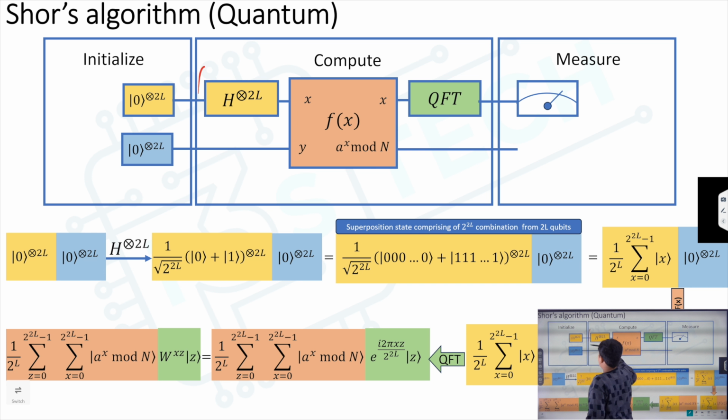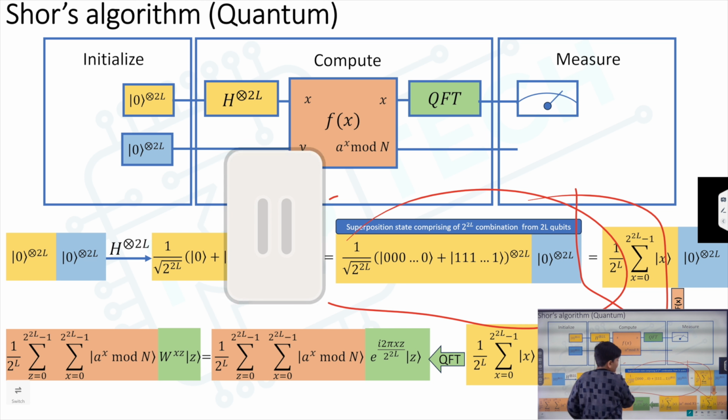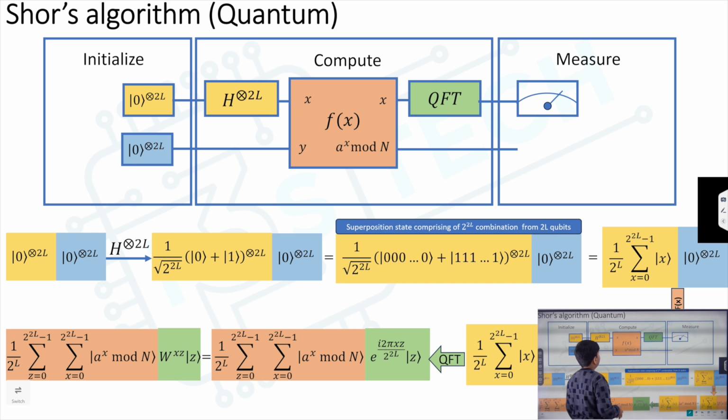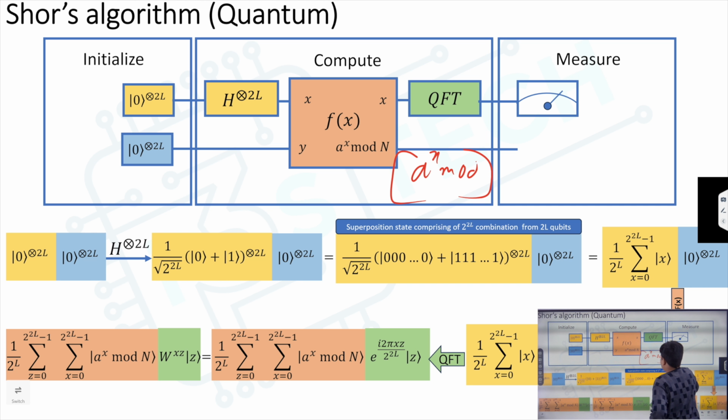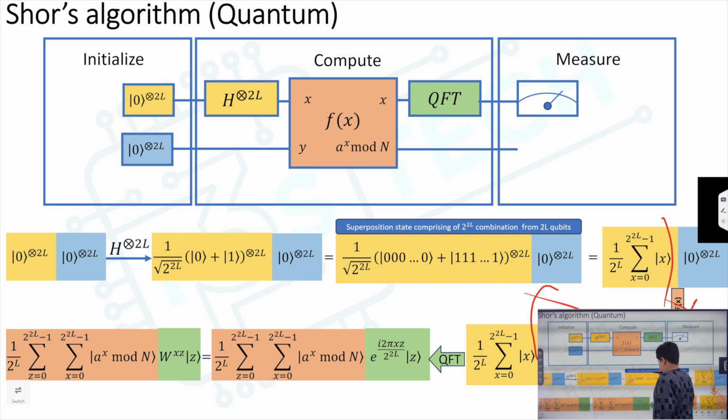Now on the first one, we put a Hadamard gate, and as you know, Hadamard turns everything into a superposition. So you can represent it like this, or like this. That's basically the superposition of every state possible in those 2L qubits. And we only do it for the first register. Then we do a unitary operation. Not just any regular unitary operation, it does the function a to the power of x mod n, and it does it on the second register, right here. You can see here, f(x), which is a to the power of x mod n.